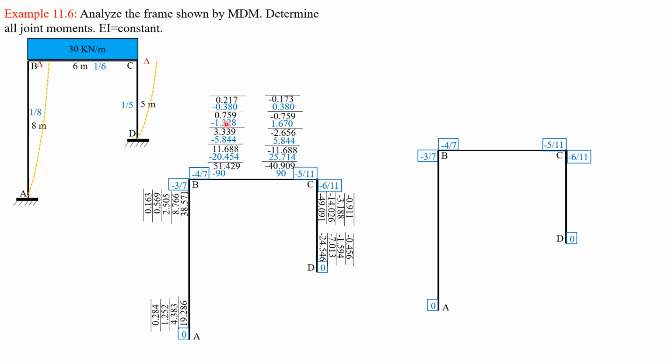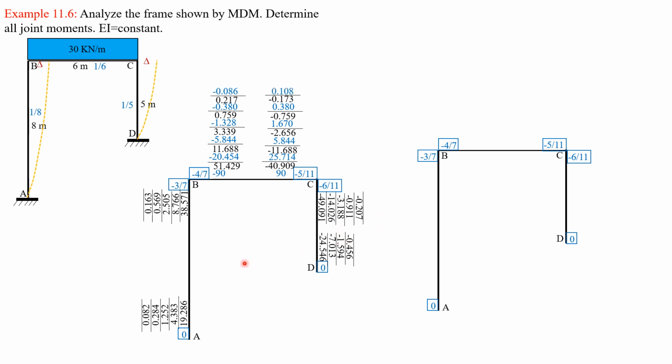Negative 0.086 times negative 4 over 7 is 0.049, and we stop finally because this value is less than 0.1. Then negative 0.086 times negative 3 over 7 is 0.037. 0.108 times negative 5 over 11 is negative 0.049. 0.108 times negative 6 over 11, then we have negative 0.059.